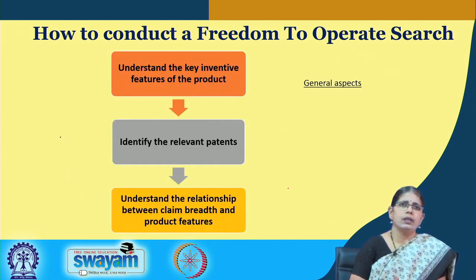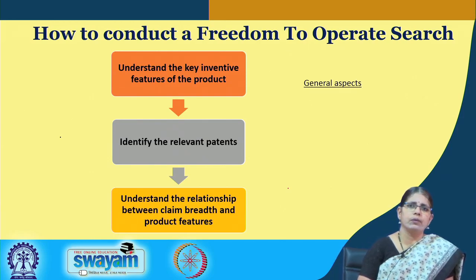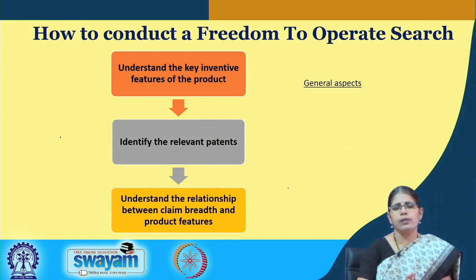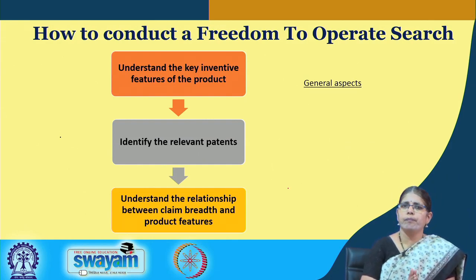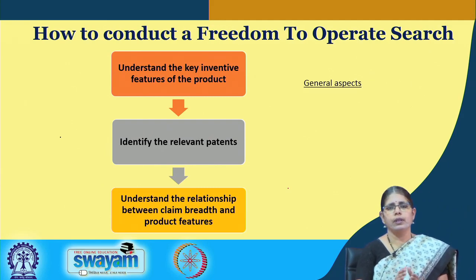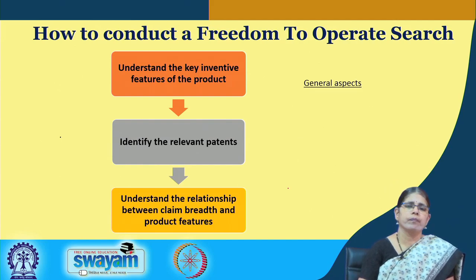So, how to conduct a freedom to operate search? So, there are general aspects of the freedom to operate search. The first thing is to understand in relation to a product or a process for which we are seeking the FTO. So, understanding key features is the first step. The second step would be to look at the relevant patents. So, we are looking at mapping the product to the patent. So, that is what is the relation with respect to identifying the relevant patents.